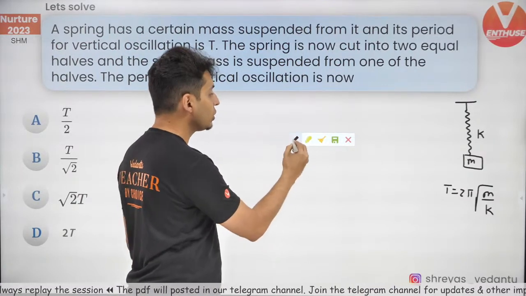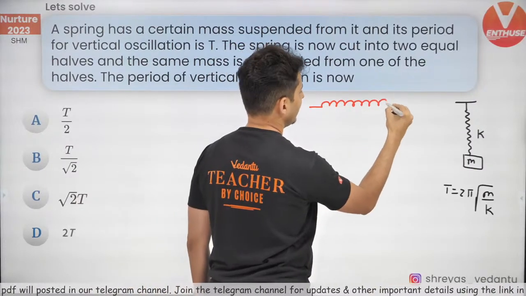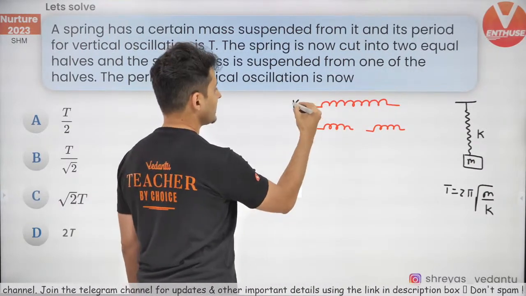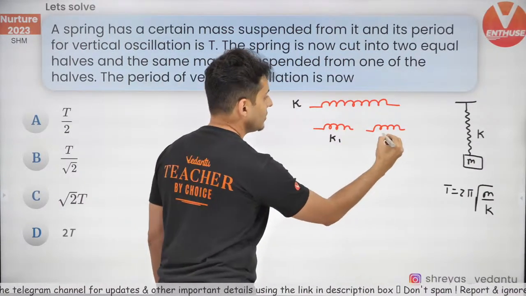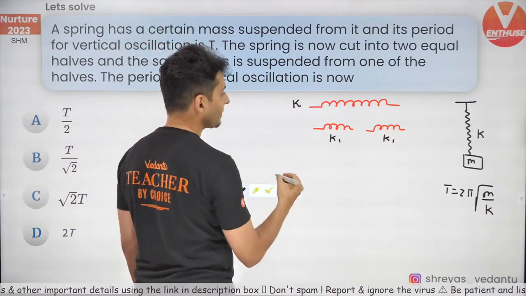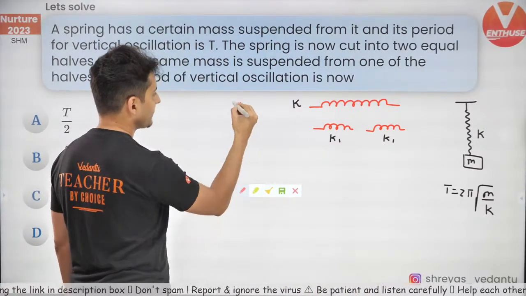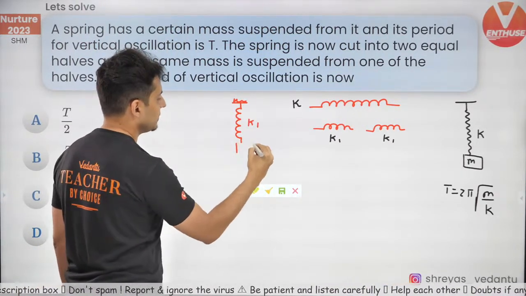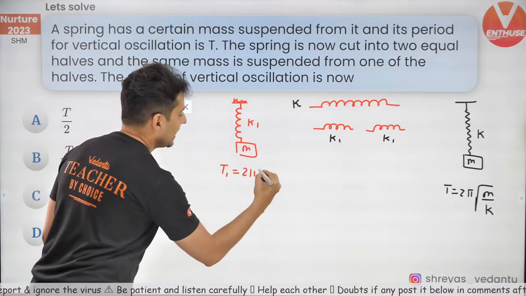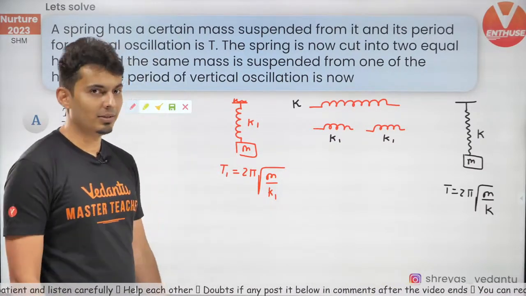Now you cut the spring into 2 smaller halves. That means like this. So this spring which was there, I have broken it down into this and this. The original spring constant was K. Each of them will have new constant K1 and K1. You take that smaller spring and you just put it over here. Now this will have spring constant K1, you attach it to the same mass. It will have some new time period which will be 2 pi under root M by K1.